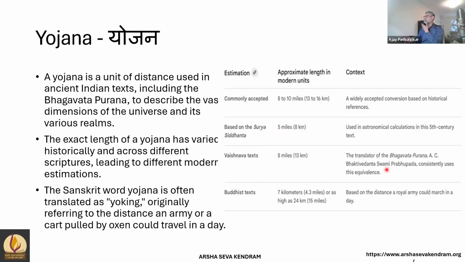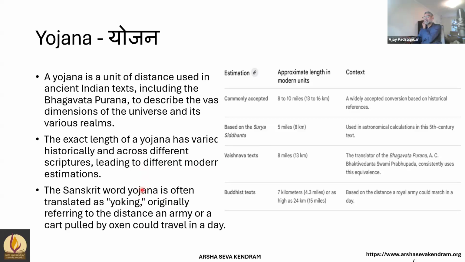Now, in the ISKCON Vaishnava text, they have used 8 miles. Many of the interpretations here are based on that 8 mile value. Some of the Buddhist texts have given it a couple of different values in terms of kilometers, 7 and 24. And again, they have based this on the distance of marching. That unit or that comparison has varied according to different scriptures and different usage.